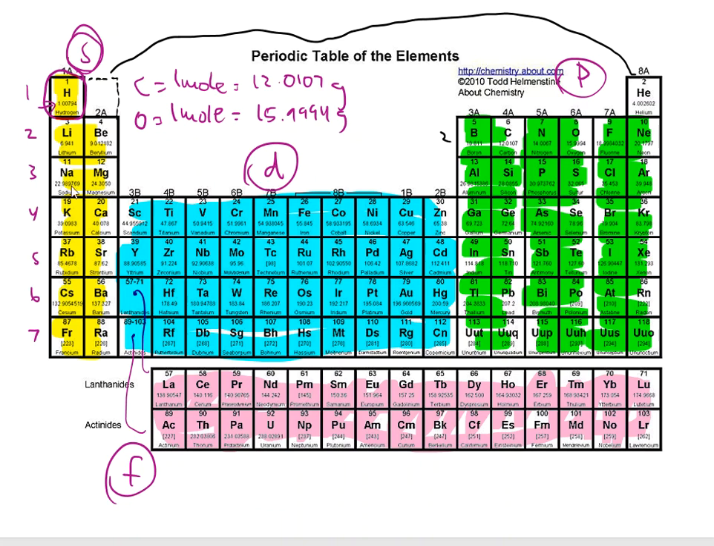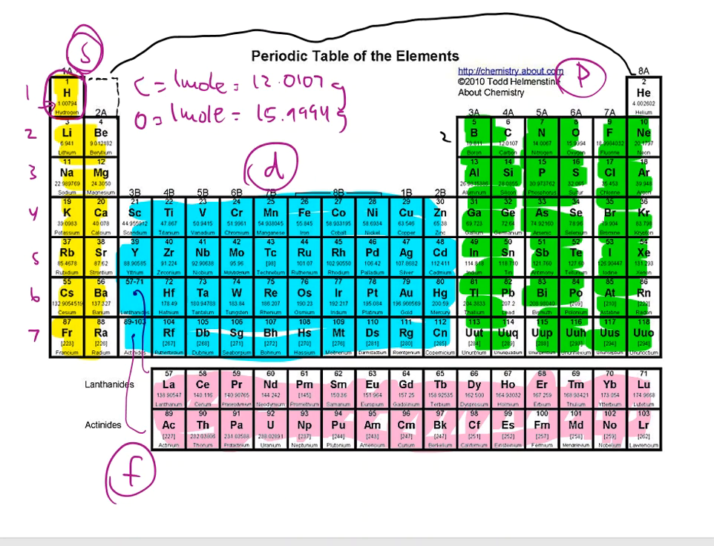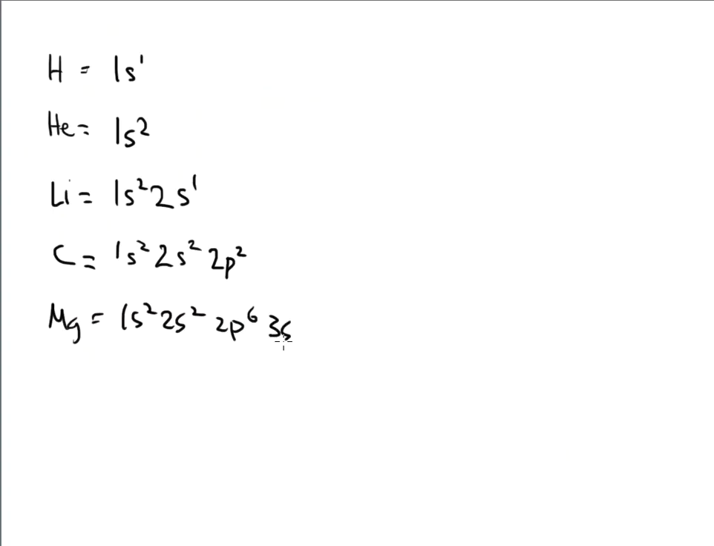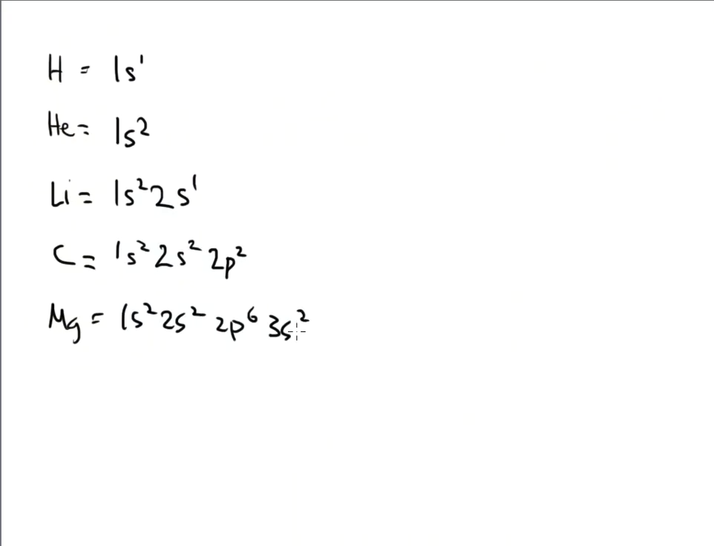So I then go down to the third block, because that's where magnesium is going to be. So I'm going to write down the big number 3. I'm also going to start off on the left-hand side, and that is the S block, so I'm going to write down S. And then to get to magnesium, I count 1, 2 over. So this is 3s2. So the electron configuration for magnesium is 1s2, 2s2, 2p6, and 3s2.